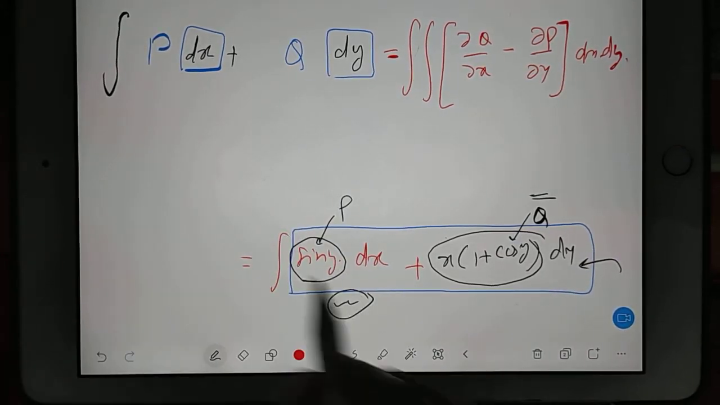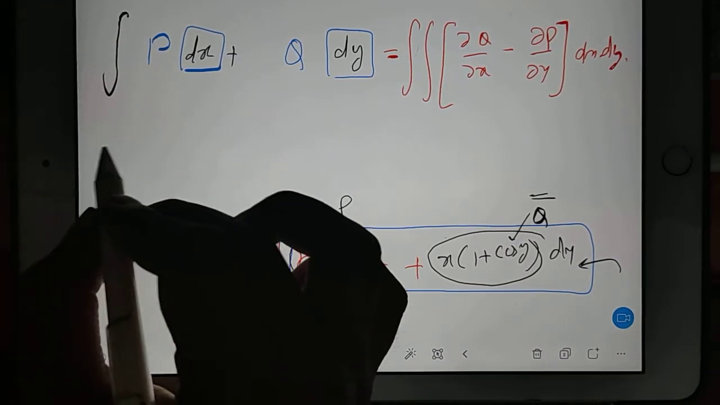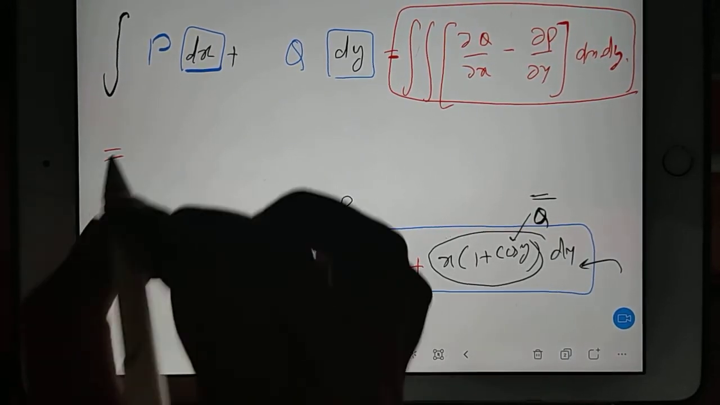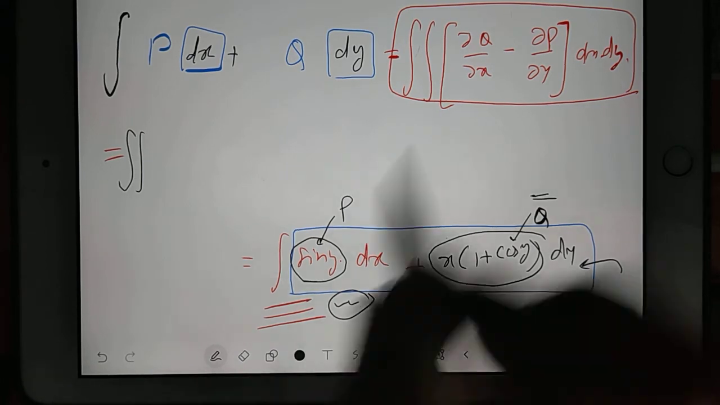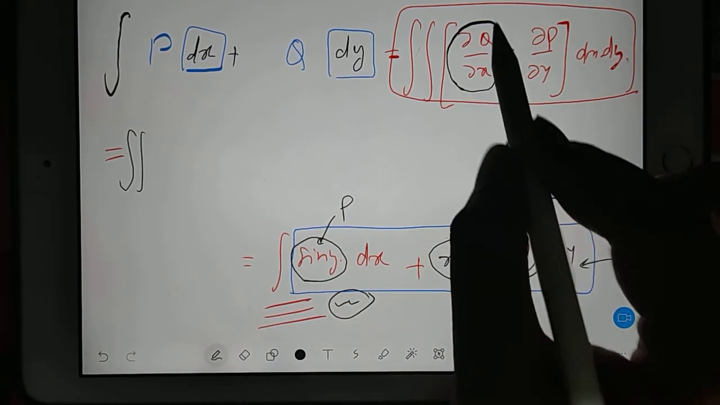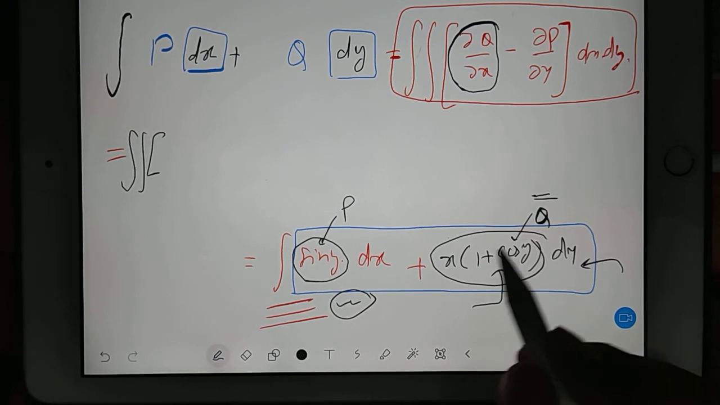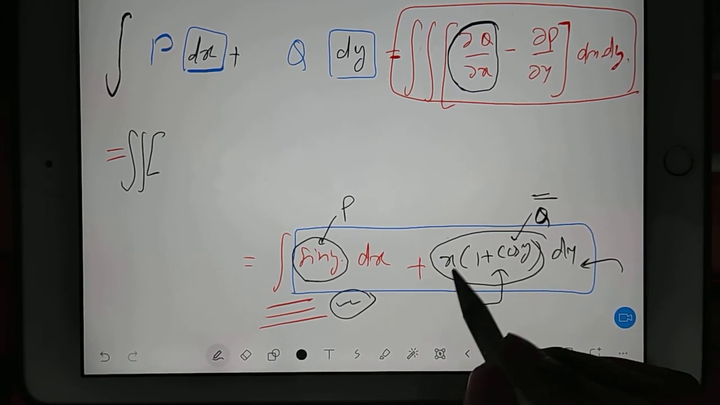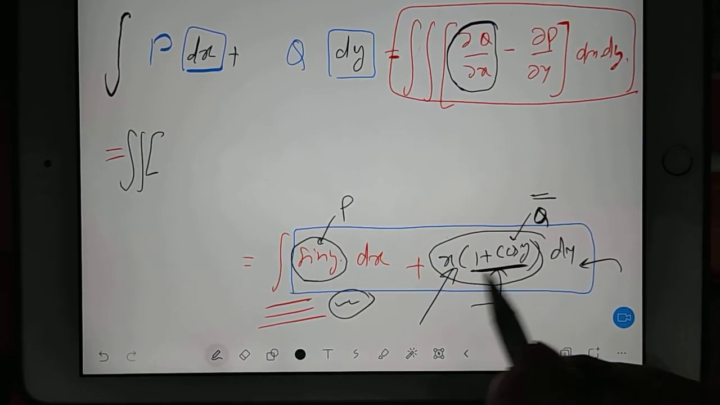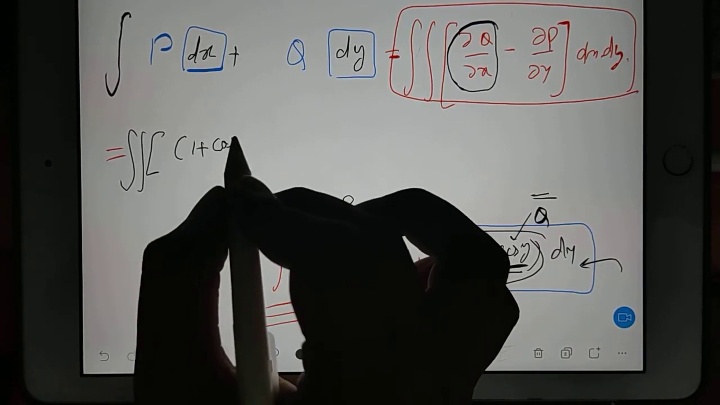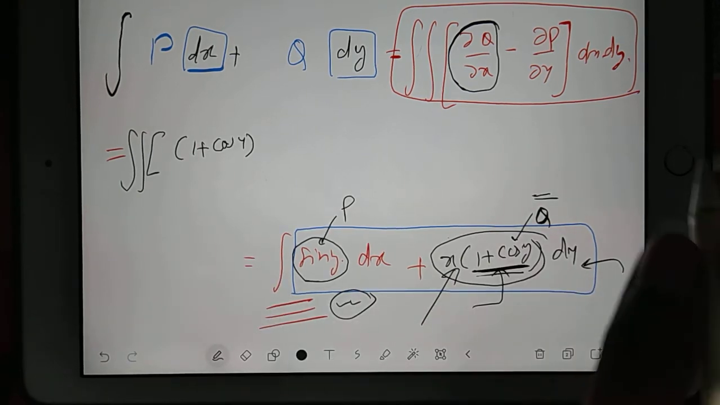Okay, so this total equation I can write in this format. I am going to convert it into Green's theorem. So converting, now Q I will differentiate with respect to x. So this is my Q. If I differentiate this with respect to x, then I will be left with 1 plus cos y. I hope everyone is comfortable with this. 1 plus cos y. Done.